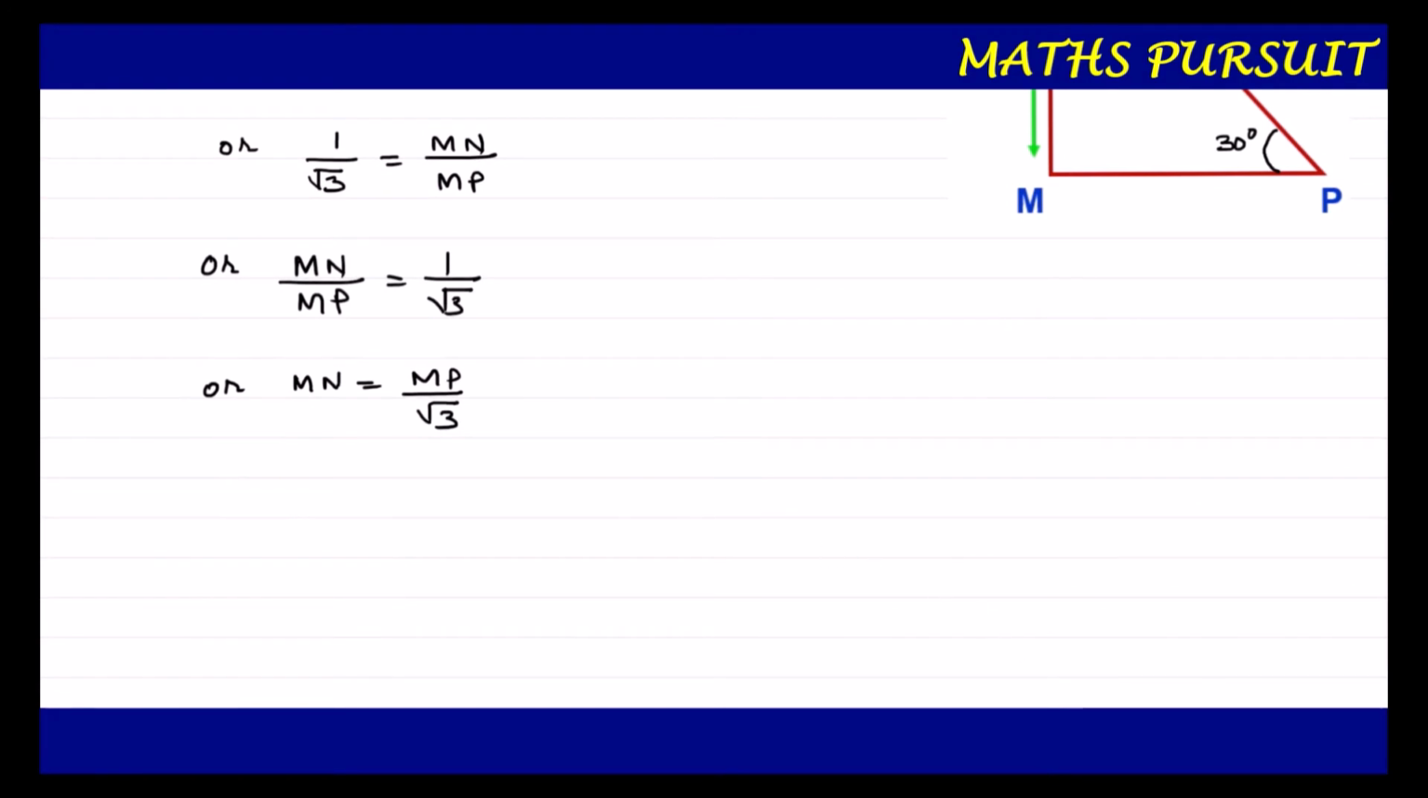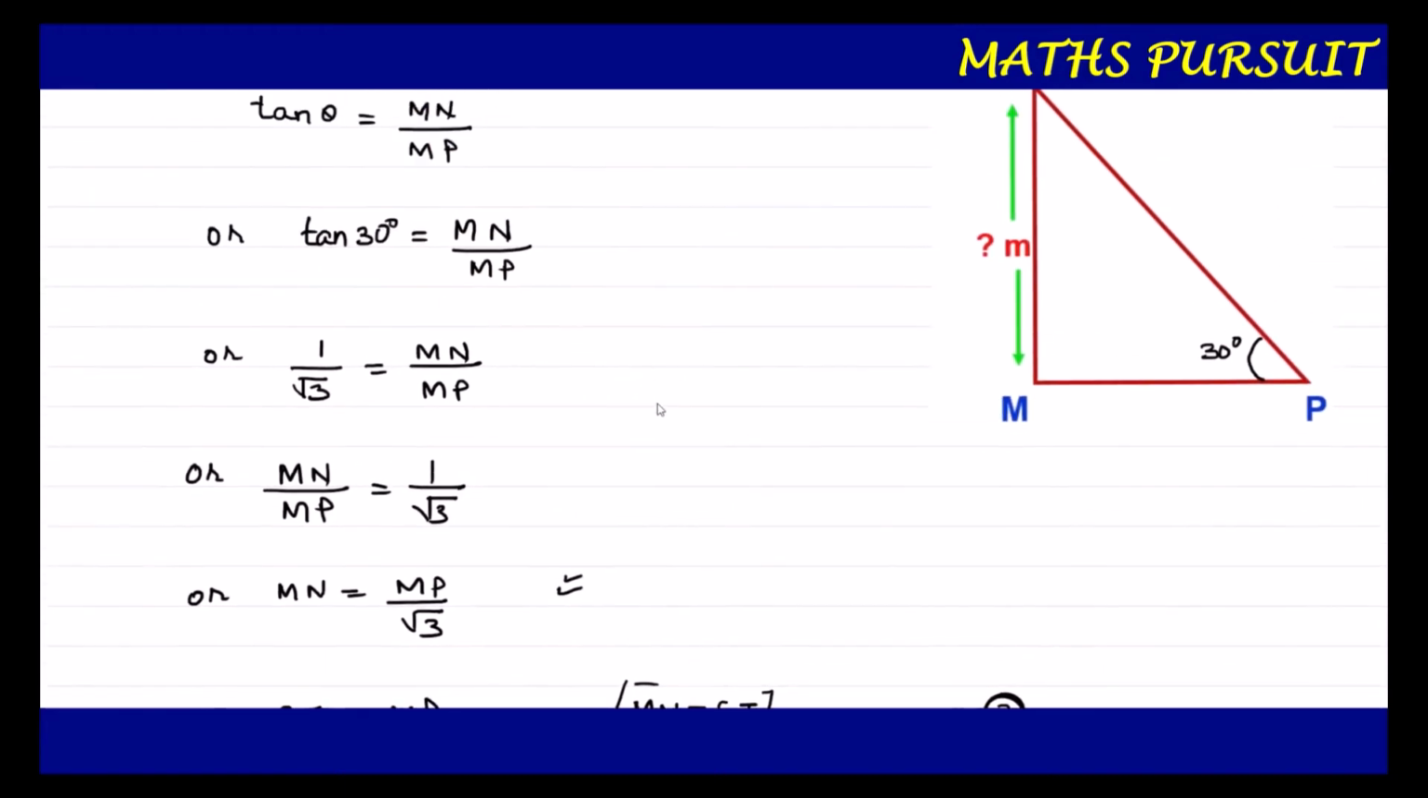In this particular line item, we have MN is equal to MP upon root 3. So instead of MN I am going to write ST, that is equal to MP upon root 3. Why did I take ST? Because as per the question, MN is equal to ST. For that reason I am replacing MN with ST. Now let us rename this line item as 3. So what we got? We got ST is equal to MP upon root 3.